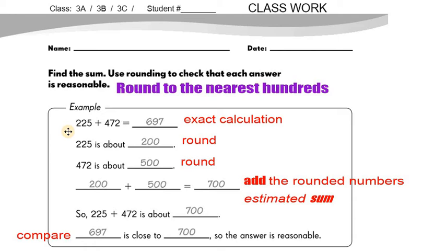I want to remind you that you can do your exact calculation first and your estimate second, or you can do the estimate first and do the rounding second. It doesn't really matter which order you do them in. Personally, I prefer to make my estimates first. That helps me when I'm calculating to double check my work and make sure I haven't added incorrectly or subtracted incorrectly.